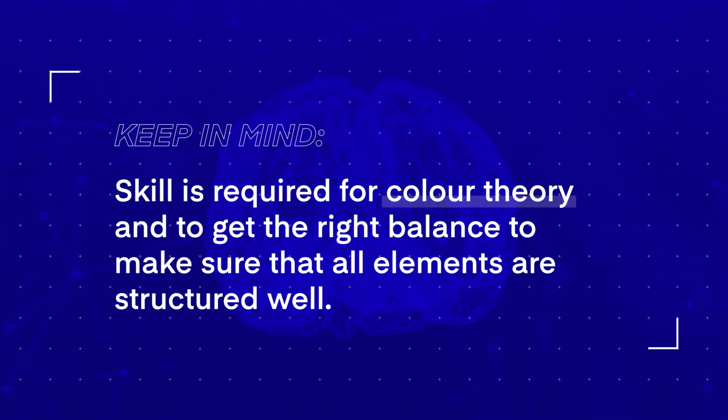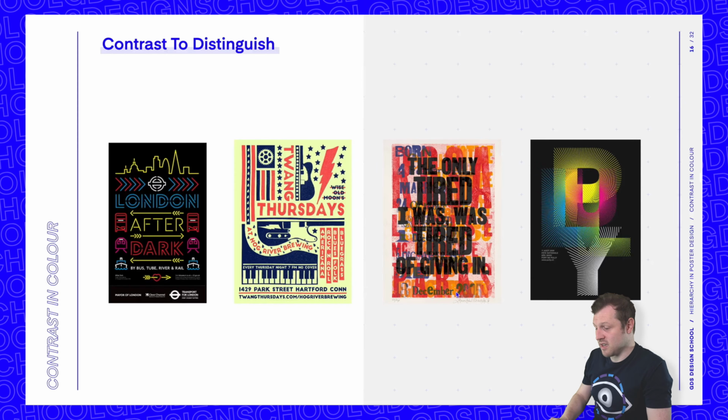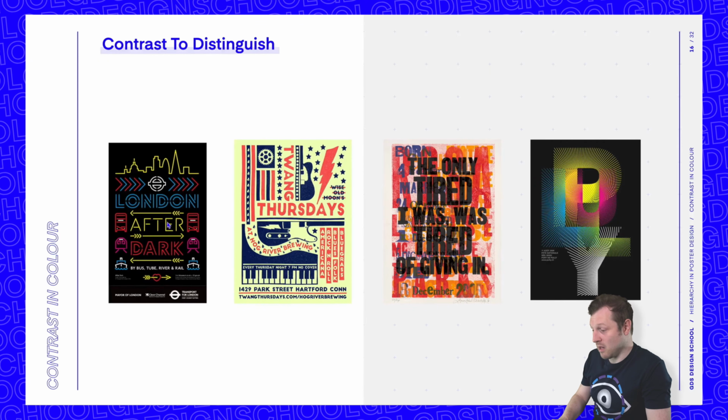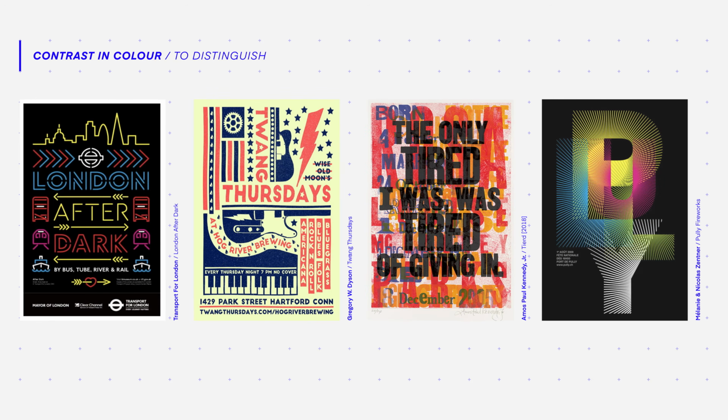Skill is required for color theory and to get the right balance to make sure that all elements are structured well. The difficulty level for this technique is challenging. Now, some designs can be more complex, which use multiple colors to highlight and distinguish visual elements. Now, this is where things can get a bit more tricky and complex, which requires a good eye for color.